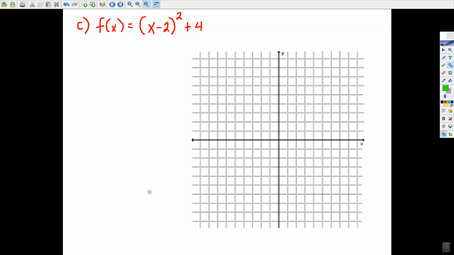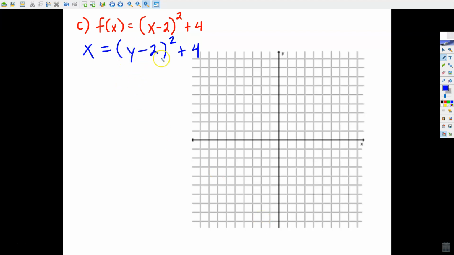So for the quadratic, we're going to do the same thing. We're going to switch places with x and y to get the inverse. So I'm going to turn this into x equals y minus 2 quantity squared plus 4, and then go through the process of the correct steps to solve for y.